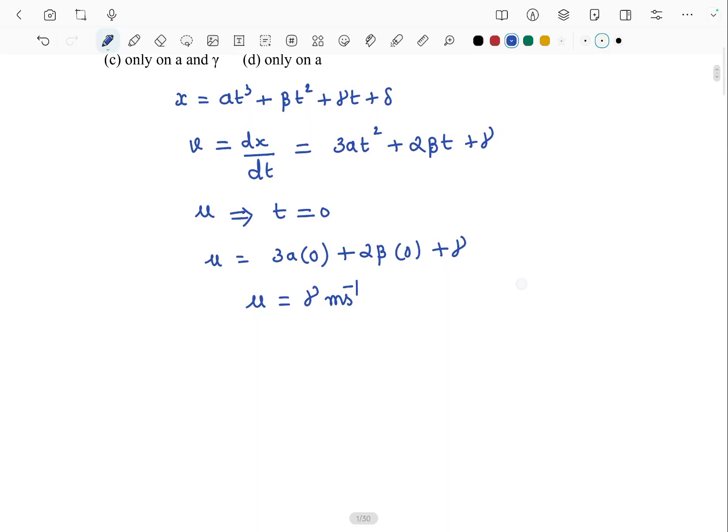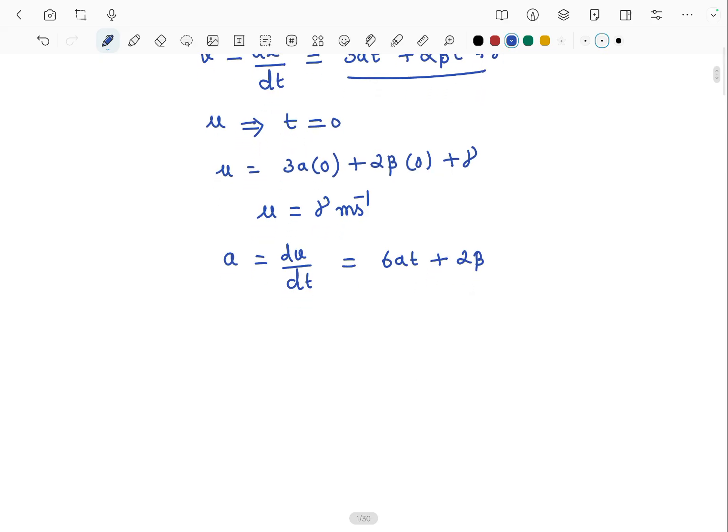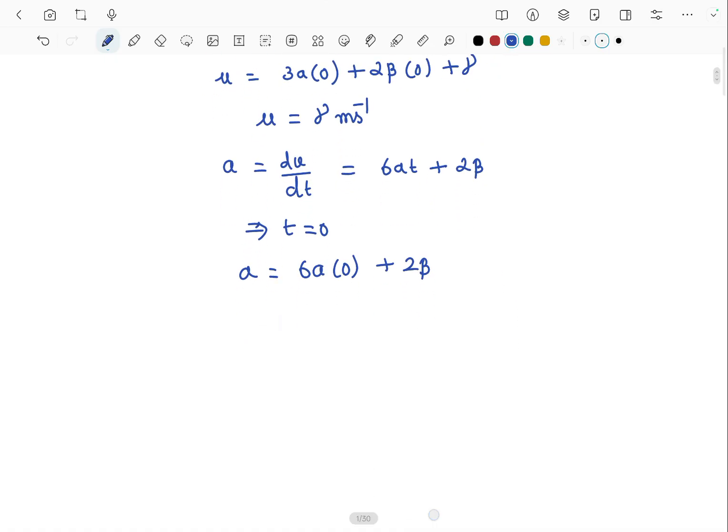Initial acceleration is also asked. Since you know that acceleration is dv by dt, differentiate your velocity with respect to t, which becomes 6 alpha t plus 2 beta. We need to get the initial acceleration. Again, when time t is equal to 0, your acceleration will be equal to 6 alpha into 0 plus 2 beta. So the initial acceleration a is equal to 2 beta.